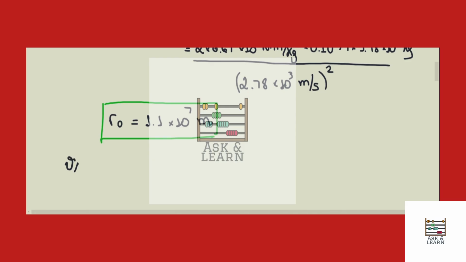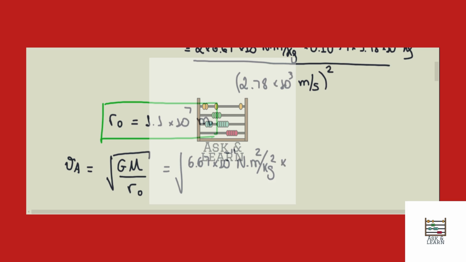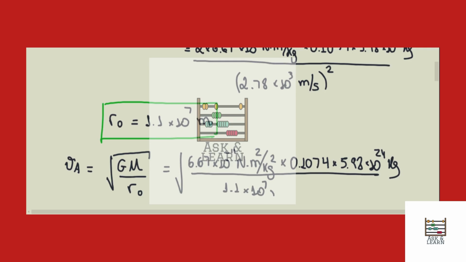Then we need to find what is the speed of the orbit that has a radius R0. According to what I said before, this is the square root of GM divided by R0. So this is the square root of 6.67 times 10 to the minus 11 newton meters squared per kilogram squared times the mass, that's 0.1074 times 5.98 times 10 to the 24th kilograms, divided by 1.1 times 10 to the 7th meters.